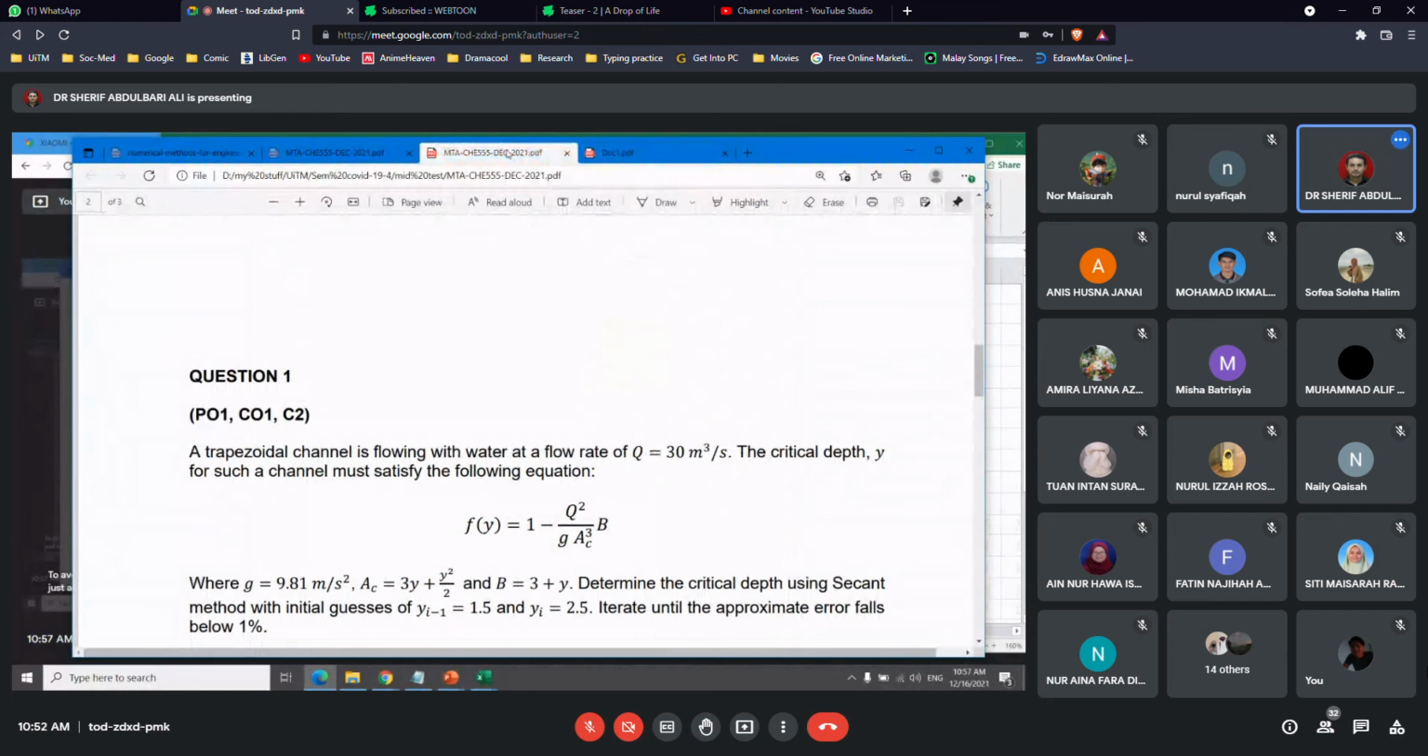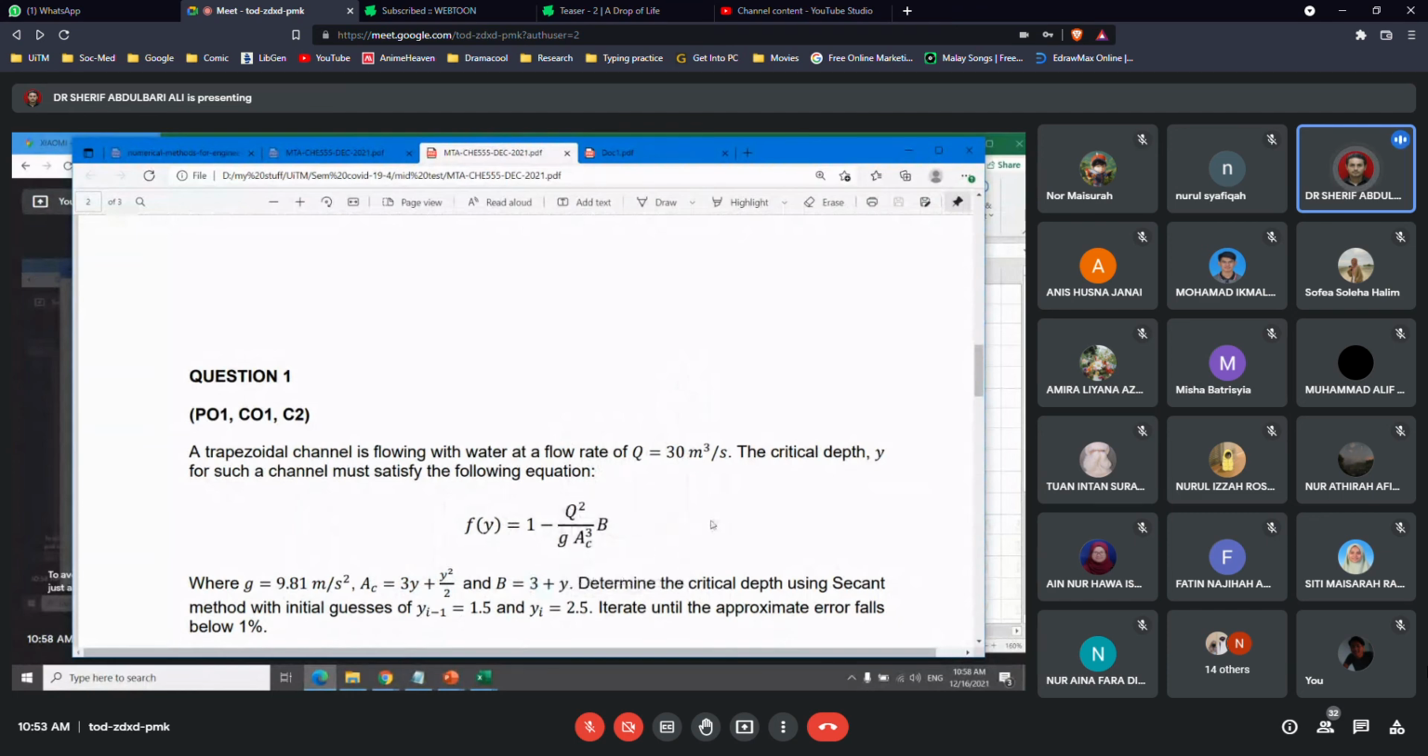So this is the first question. It asks about a trapezoid channel flowing with water at a flow rate of Q equal to 30 meter, and the critical depth Y, which is what we want to find, must satisfy the following equation. This is the function of Y. So Q is 30, which we need to square, so it's going to be 900. The value of the gravity constant is already given here, and the value of A_c is already given by this equation, and the value of B is given by this equation. So what you need to do is just embed these values for A and embed these values for B.